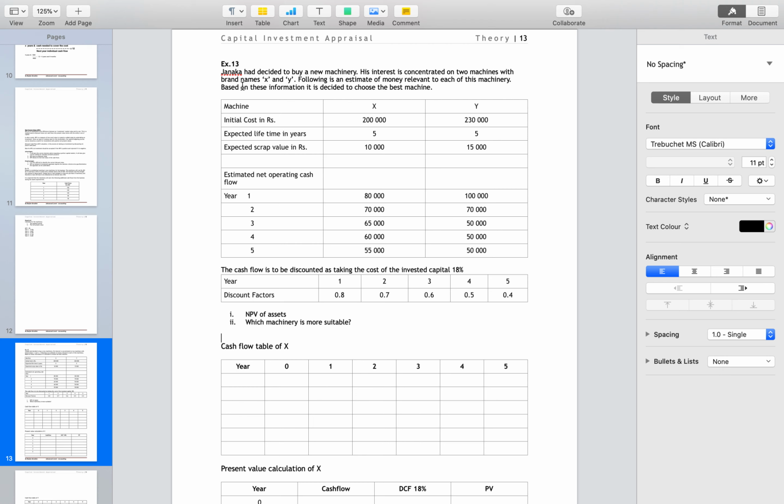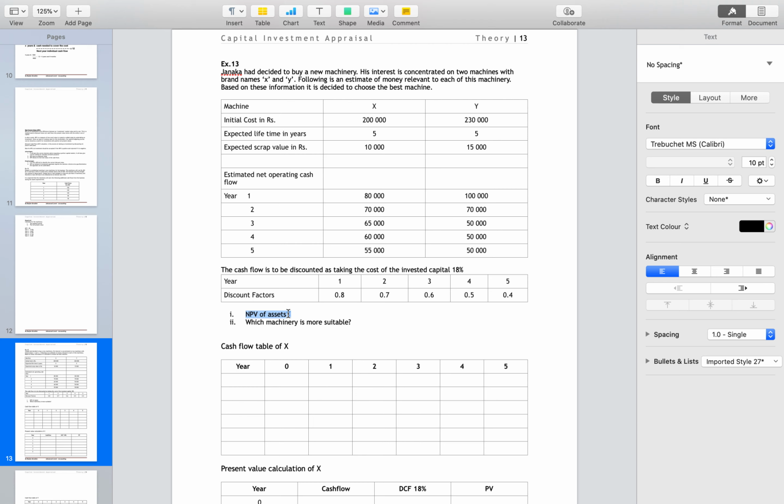Janaka had decided to buy a machine. His interest is concentrated on two machines with the brand name X and Y, and the following money estimates are given. Remember, you have two machines. For both the machines, you are supposed to calculate NPV. So what do you mean by NPV? Net present value. Right, so let's do for X.